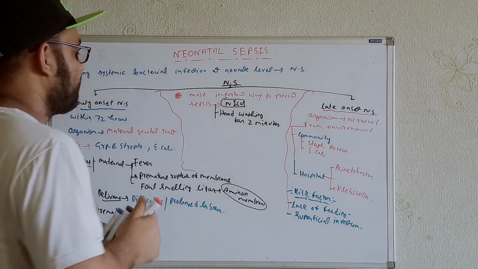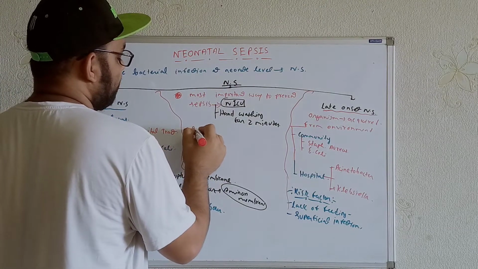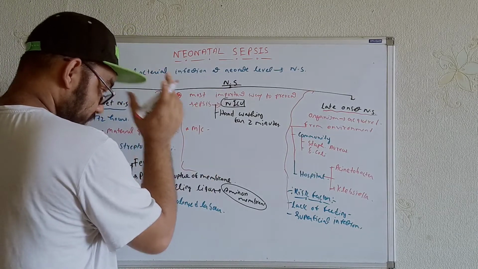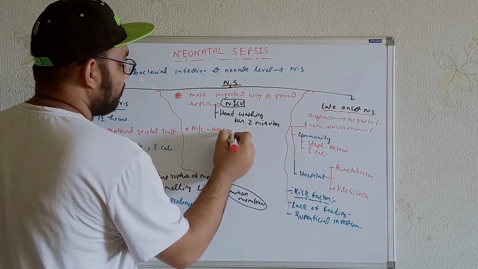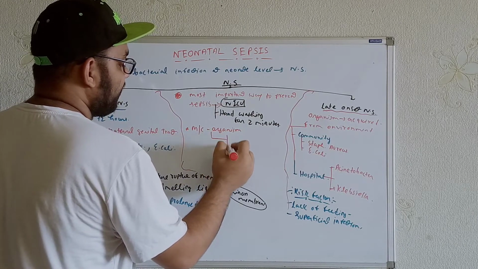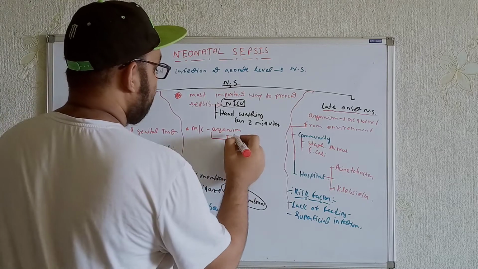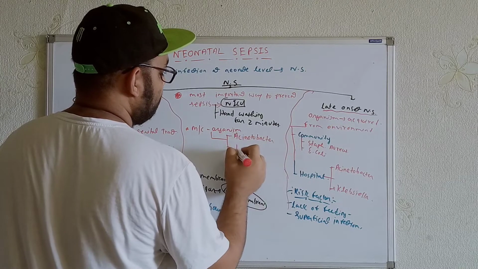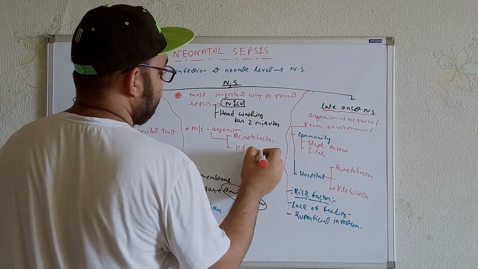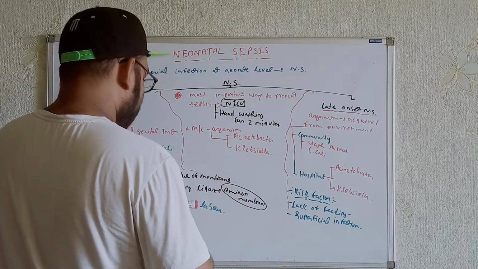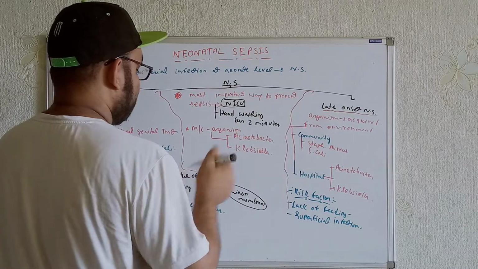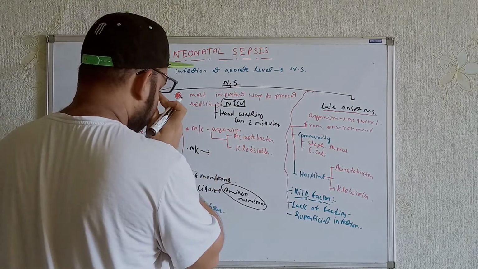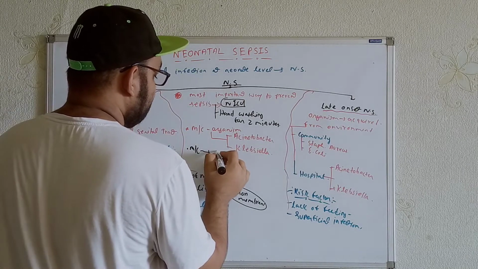The most common organism that can cause neonatal sepsis, let's write it here. The most common organism will be Acinetobacter first, followed by Klebsiella. Now if the question is asked about the most common organism as far as the hospital is concerned, within the hospital, the most common organism will be E. coli.